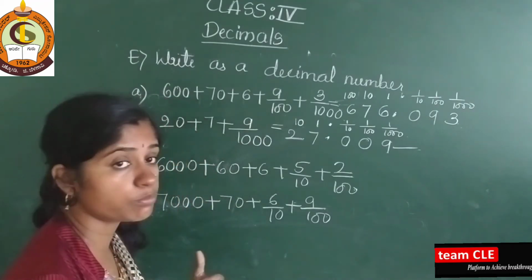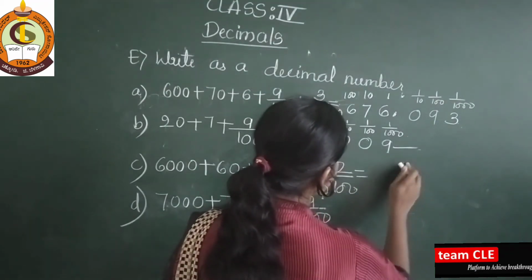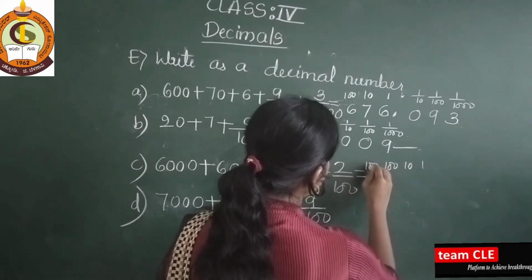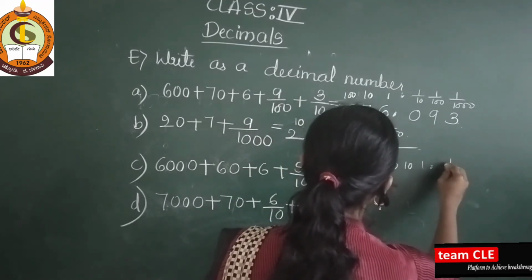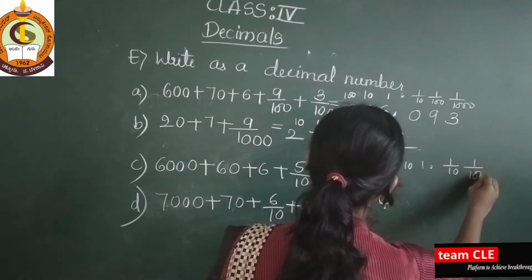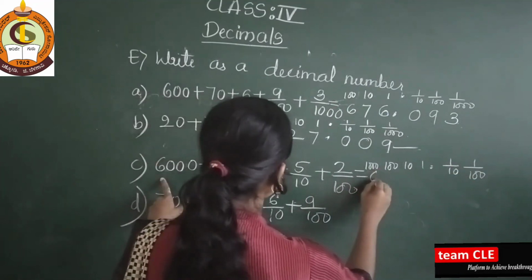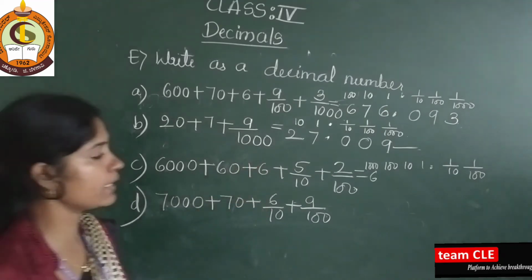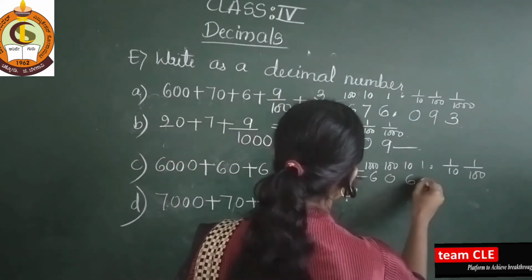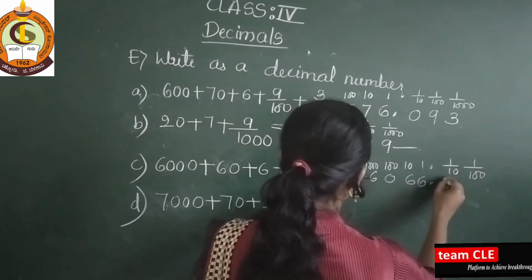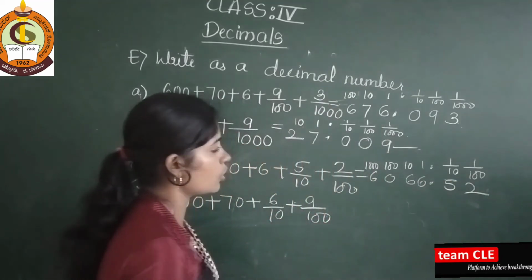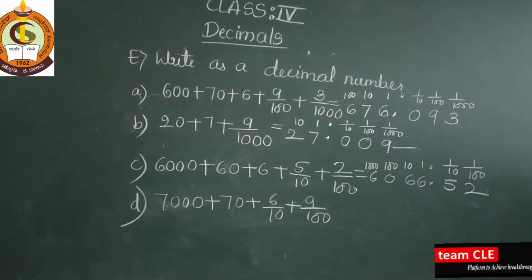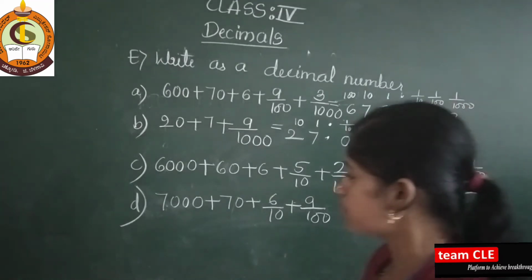Again see, I have to write up to 1000 place. So write here ones. Next tens, 100, and here you write 1000, and here you write point, and here 1 by 10 and here 1 by 100. So 6000 means it should be in 6th place, and see here 100 place is not there, 60 is there. It means I have to give here 0, 6 tens, 6 ones, point, here 5 2. So 6066.52. Okay. So next we move to the next example.